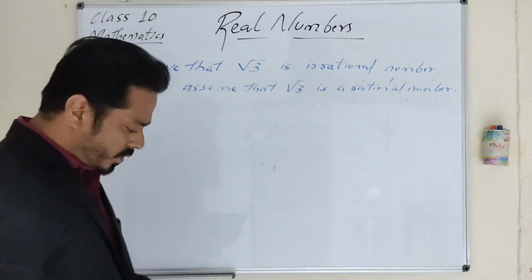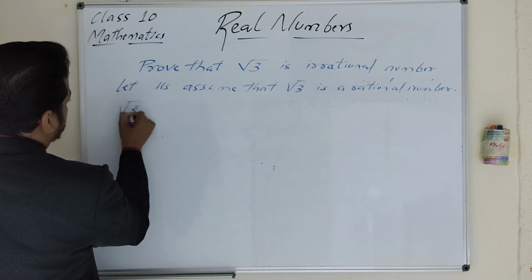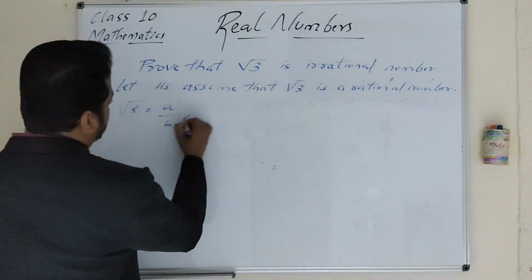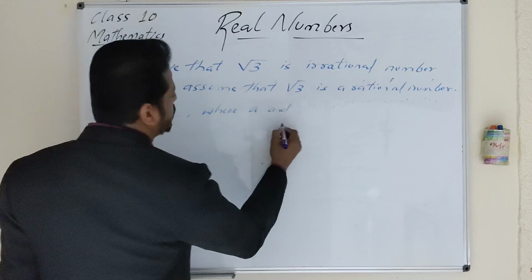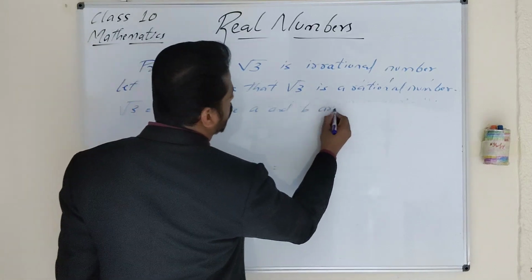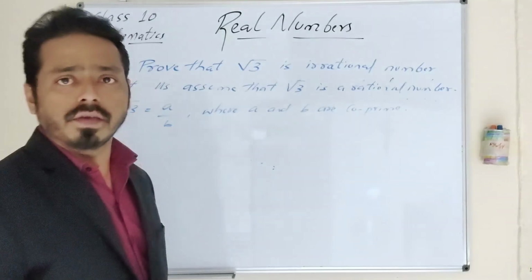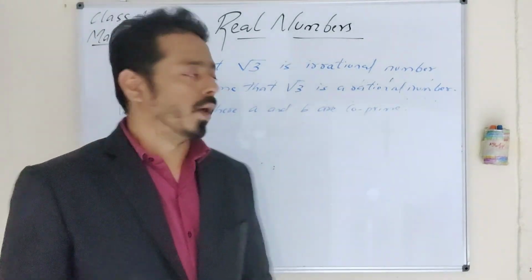When you consider it as a rational number, then you can write it in the form of a by b, where a and b are co-primes. You know what co-primes are? Co-primes are the numbers whose HCF is 1. The highest common factor of co-prime numbers is 1.